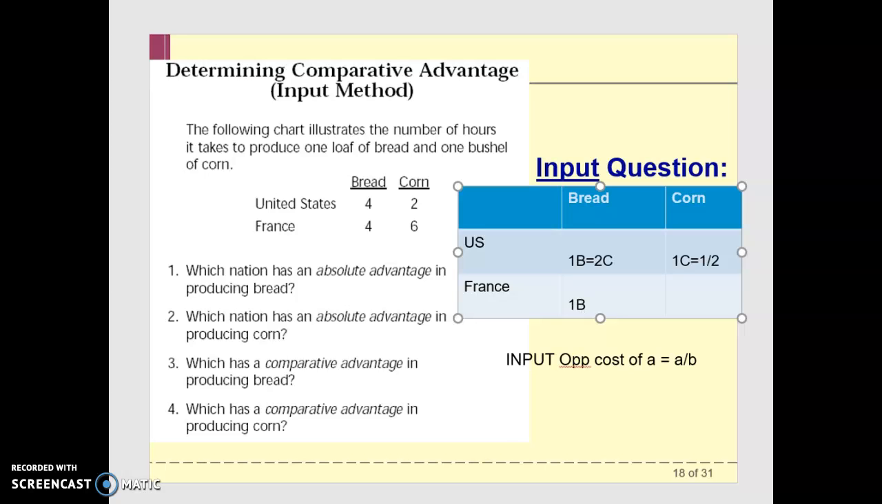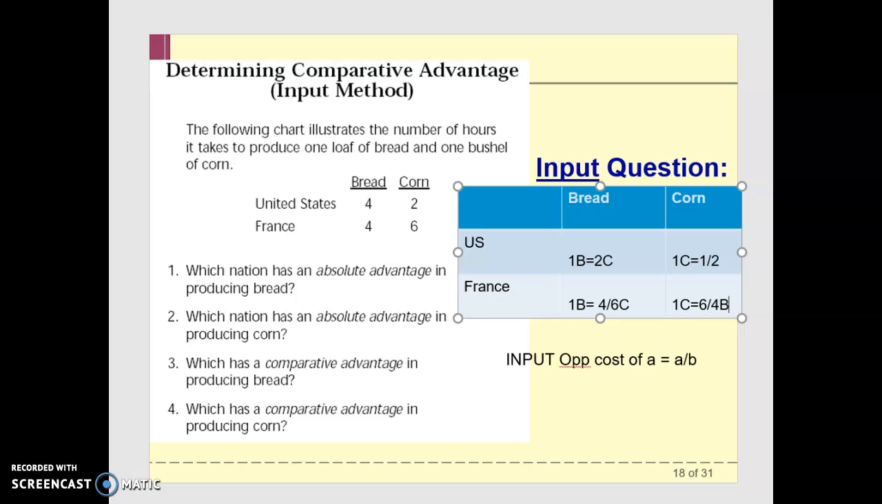In terms of an output of 1 loaf of bread, I could say, okay, in France, if I have 1 bread, I know that that should equal 4 over 6, okay? And another way to say that, of course, is 2/3. So in France, a bread would cost 2/3 of a corn, and of course, a corn will cost 3/2 or 6/4 of a bread, okay?